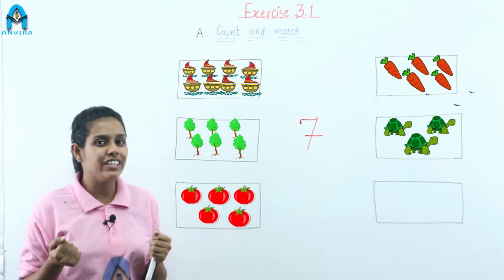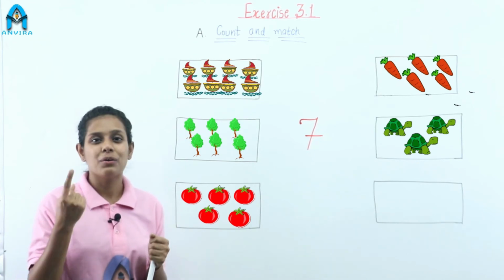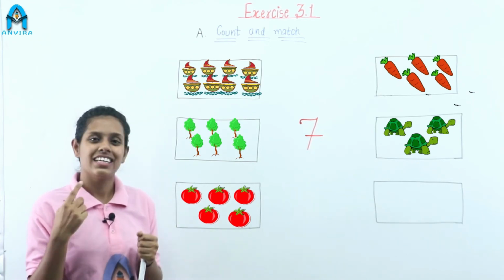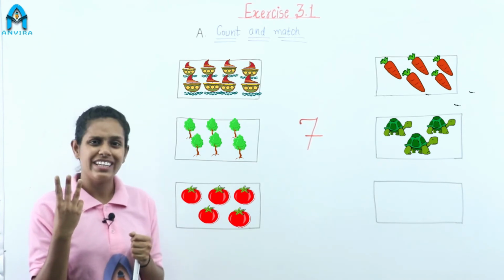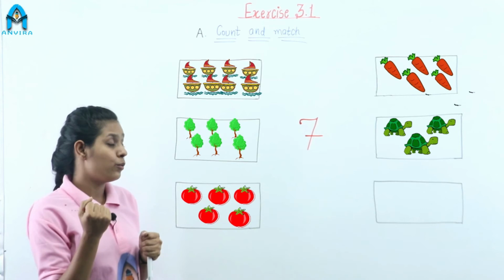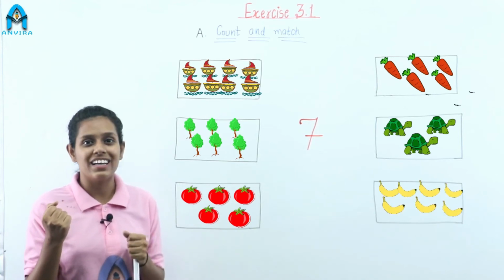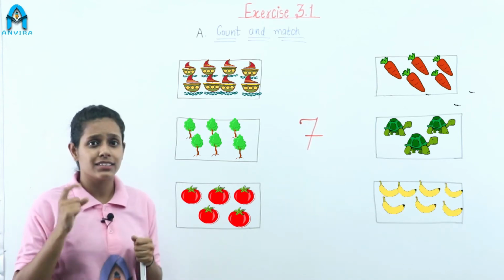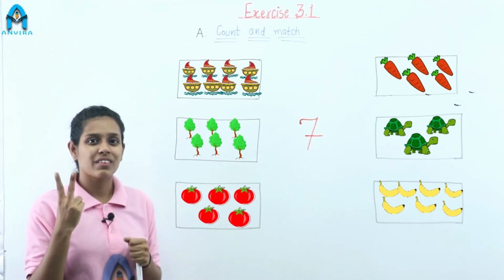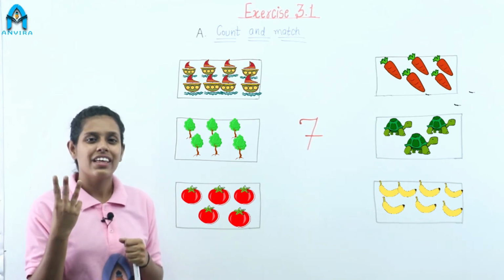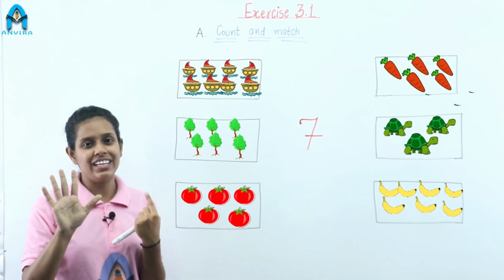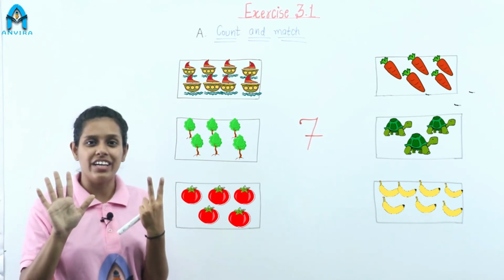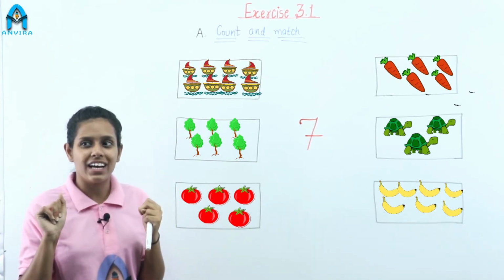Now look at the next picture. Tortoise. How many tortoise? Let's count. 1, 2, 3. 3 tortoise. Now next picture. Bananas. How many bananas? 1, 2, 3, 4, 5, 6 and 7. 7 bananas.